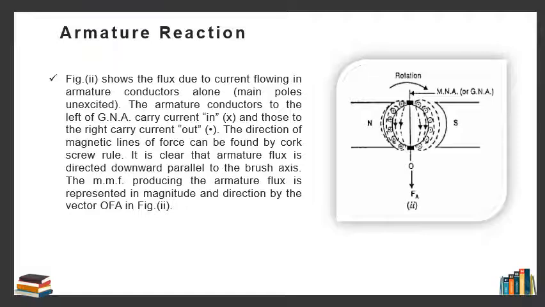The direction of the magnetic lines of force can be found by the corkscrew rule. It is clear that the armature flux is directed downward, parallel to the brush axis. So the MMF producing the armature flux is represented in magnitude and direction by the vector OFA. You can see the diagram in figure 2.